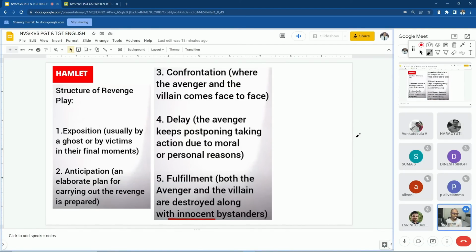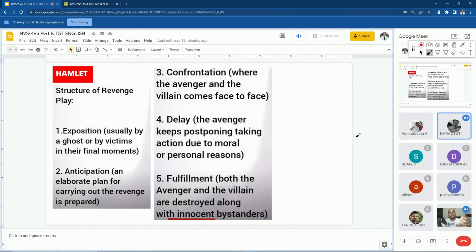Exposition means how will you come to know the truth? Whatever happened in the past, somebody will come and tell you that these things happened in the past. So that is exposition. That means the protagonist will come to know about the previous incidents or accidents with the help of a ghost or by victims in their final moment. Before they die, they will tell. So that is called exposition. How exposition is used in the Hamlet story is, his father's ghost appeared and revealed the mystery behind the death. That comes under exposition.